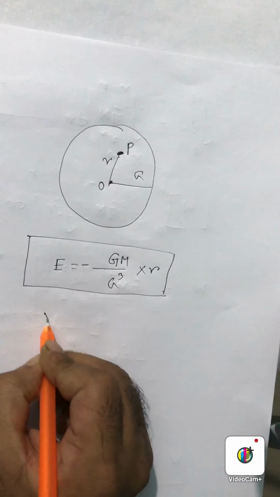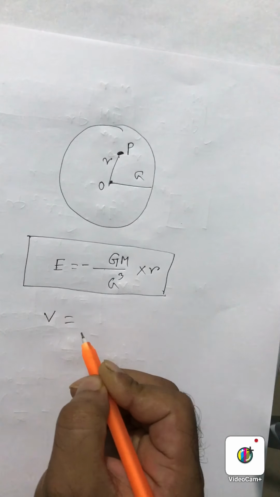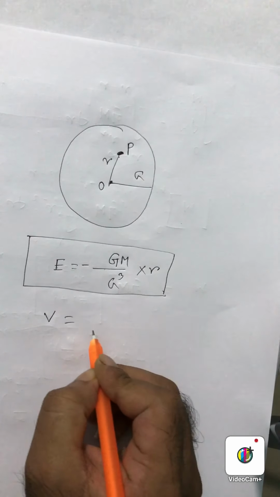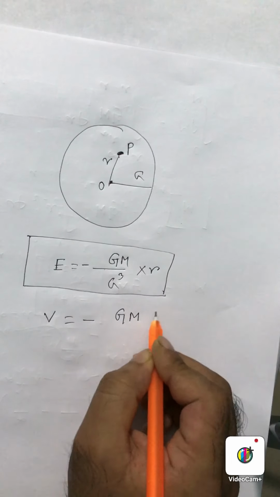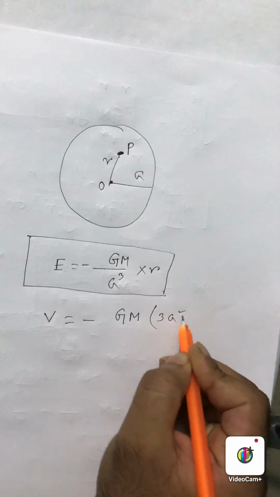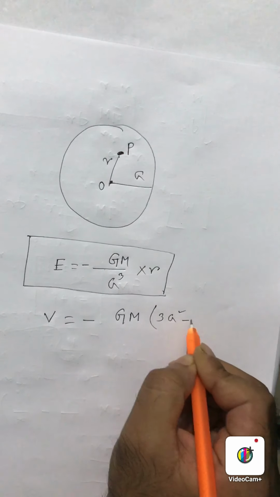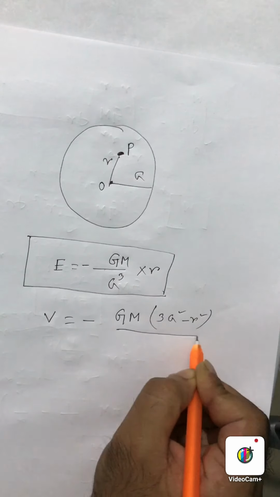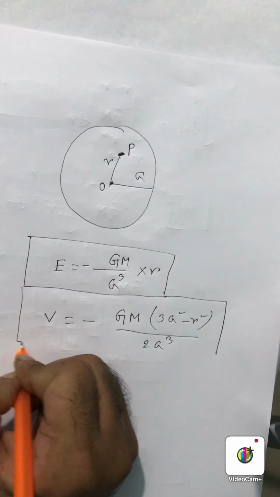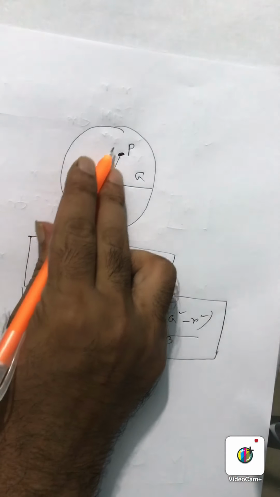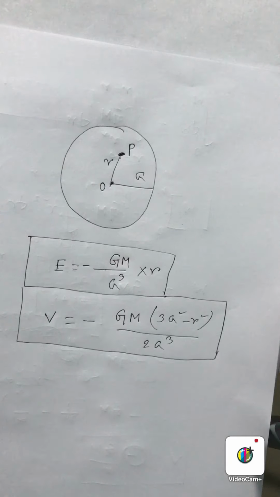Similarly, we calculate the gravitational potential at point P as minus GM times (3a squared minus r squared) divided by 2a cubed. By using this formula, we calculate the gravitational potential at point P inside a solid sphere.